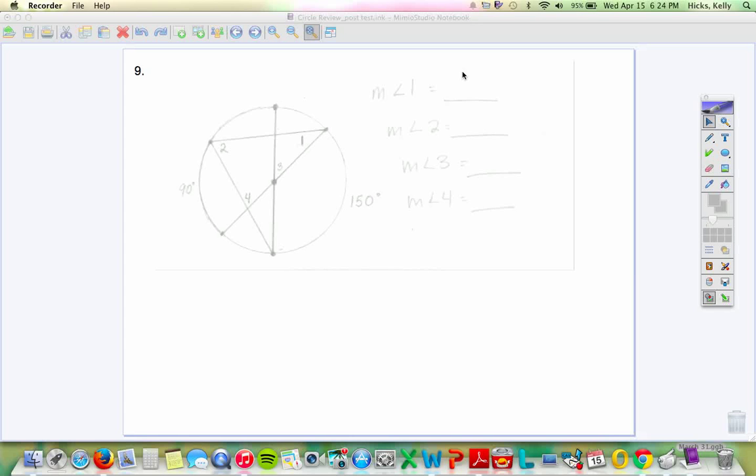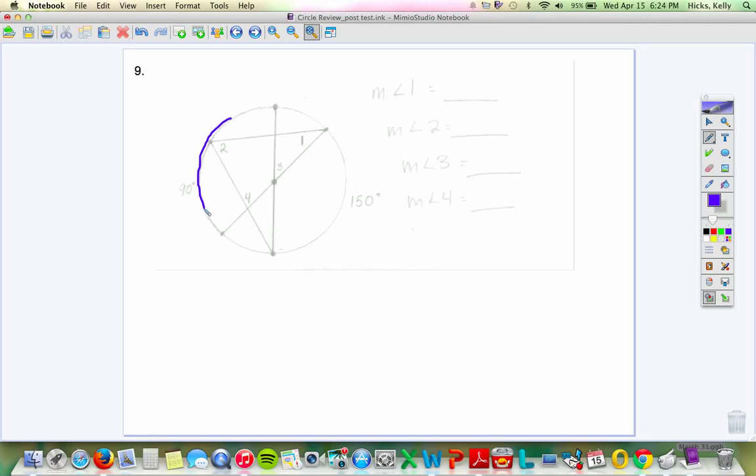Okay, this is another one of the inscribed angle problems. Now, I realize after the fact that I've put all these online that they're a little bit hard to see, so I'm going to try to make them easier. That looks terrible. All right, let's see. What are we given in this problem? Well, we're given this 90-degree arc right here, and we're given this 150-degree arc over here.